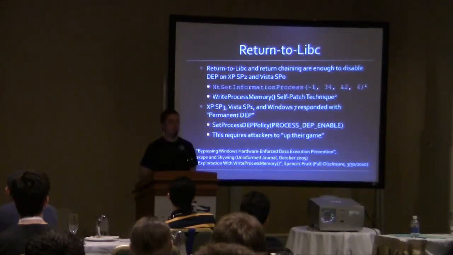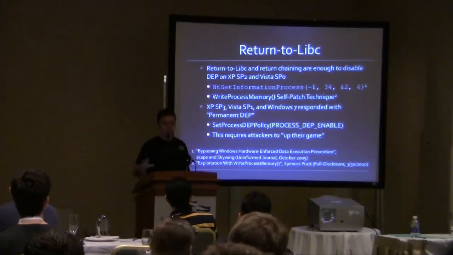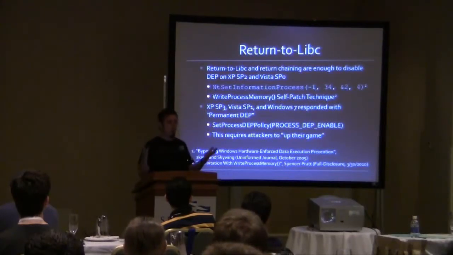So Return-to-Libc and return chaining are kind of the primordial ooze from which ROP was born. And this is enough to evade a good number of protections. Most notably, Skape and Skywing documented this technique to call NtSetInformationProcess, which would just disable DEP for the entire process. So DEP would be on, you just return there, it turns off DEP instantly, and then you return to your shellcode. So done. And basically using return chaining is enough to do that.